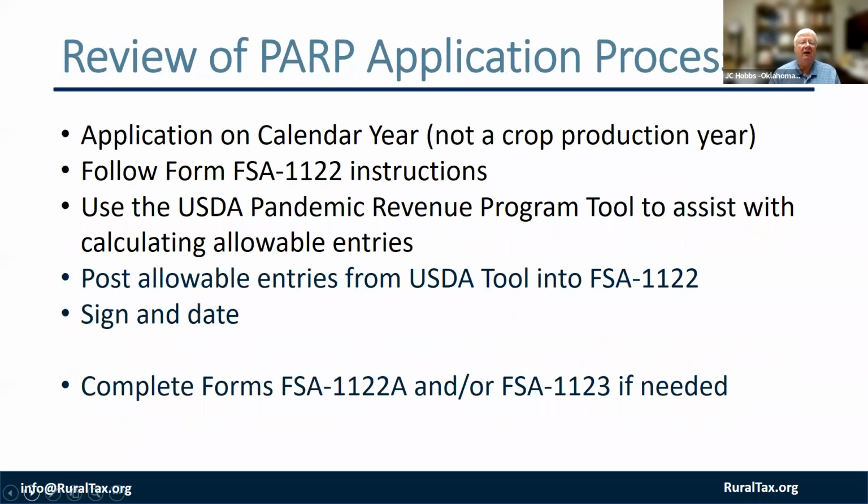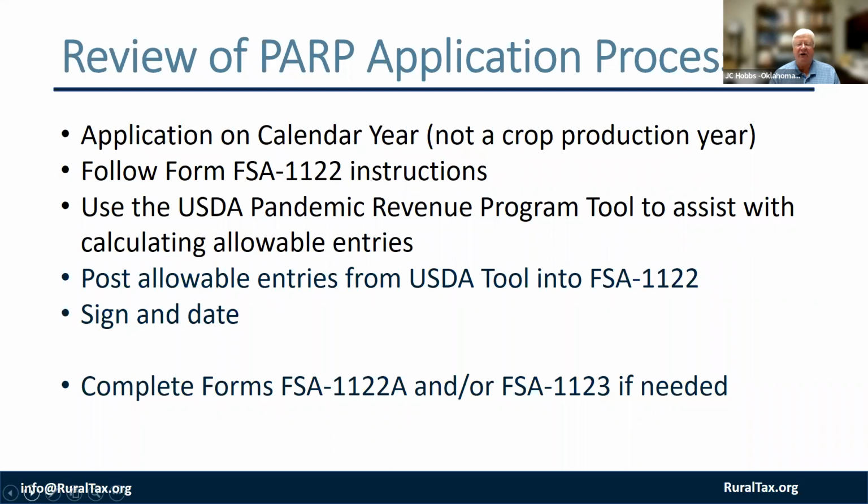So like I said, it's a calendar year, not a crop year. You're going to use the FSA 1122 instructions, follow those closely. There is a USDA pandemic revenue program tool that helps with the calculations. It's a very helpful and useful tool. It works. You'll find it. I've got a link to it here in just a moment. You're going to post the allowable entries from the tool to the 1122. You're going to sign and date it and turn it in.